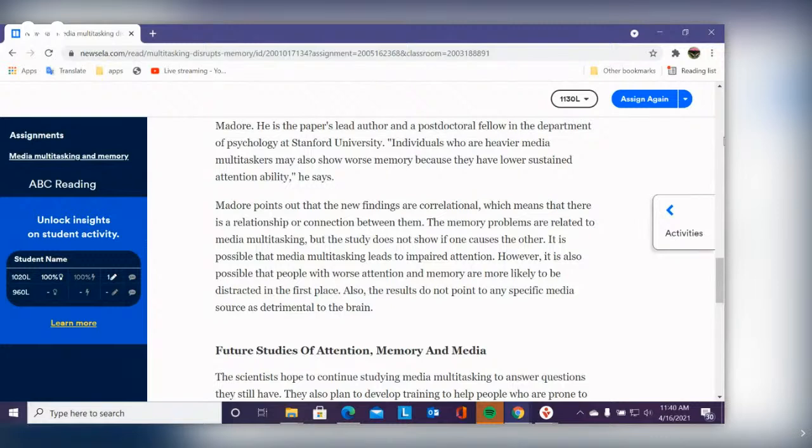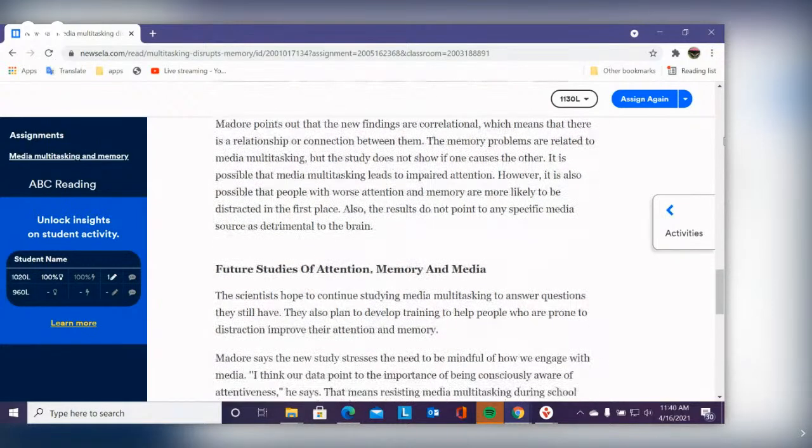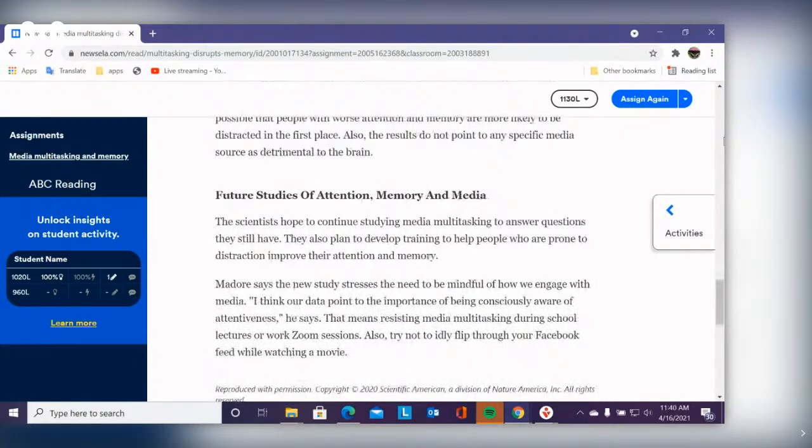It is possible that media multitasking leads to impaired attention. However, it is also possible that people with worse attention and memory are more likely to be distracted in the first place. That's me. Also, the results do not point to any specific media source as being detrimental or injuring the brain. So, future studies. The scientists hope to continue studying media multitasking to answer questions that they still have. They also plan to develop training to help people who are prone to distraction improve their attention and memory.